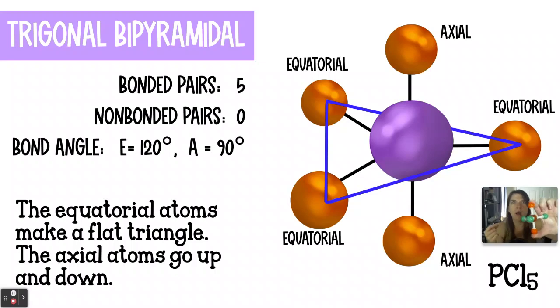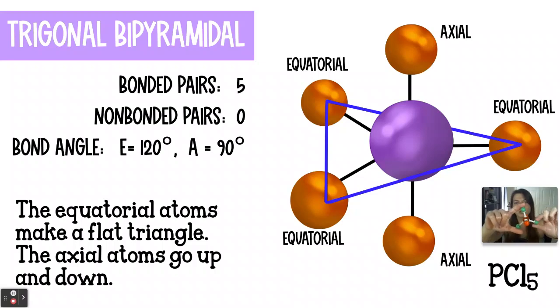Think of the planet Earth, right? This is the North Pole and this is the South Pole. Those would be the axial atoms. And then the green ones that spin around in the middle, those are equatorial, like the equator of the Earth, right? So the bond angle between the equatorials is 120.